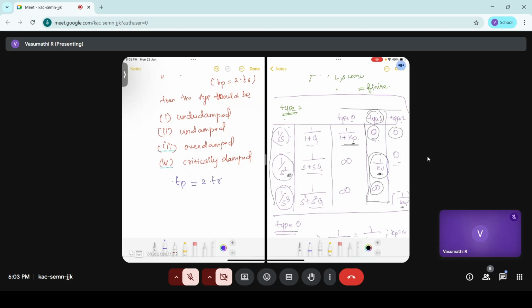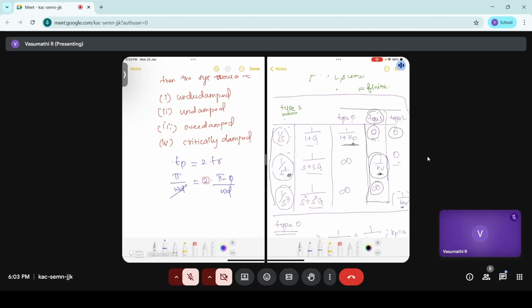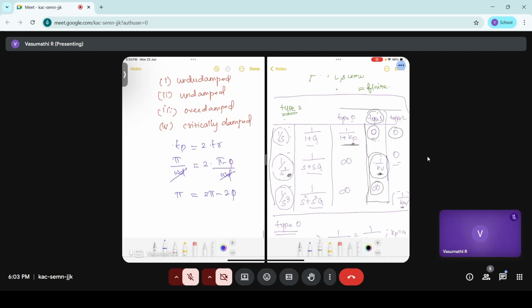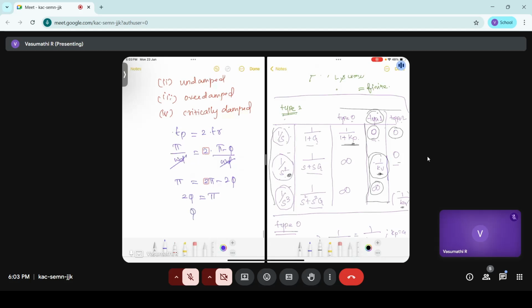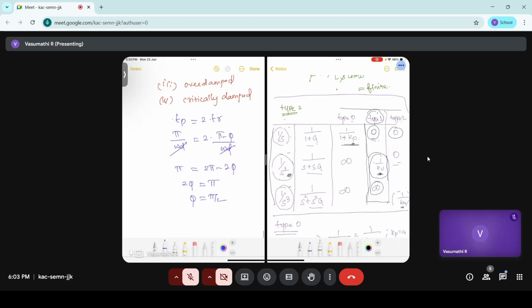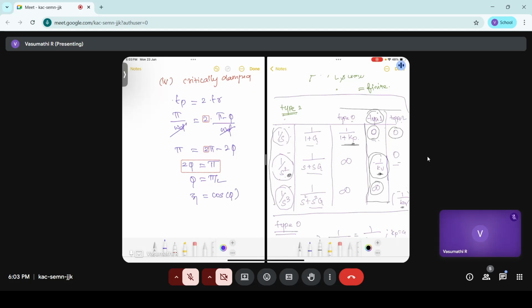Tp is equal to 2 into Tr, where Tp is pi by omega d, and Tr is 2 into pi minus phi by omega d. Omega d and omega d will get cancelled. So it will be 2 pi minus 2 phi. Then this will give you 2 pi is equal to pi, phi equal to pi by 2. Zeta can be related to cos phi, or tan inverse of phi, zeta by root of 1 minus zeta square.